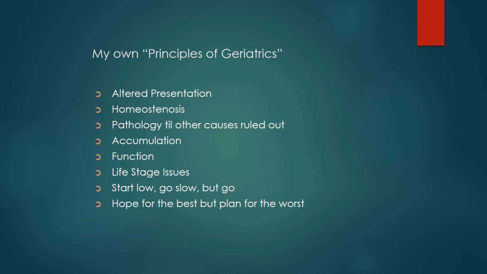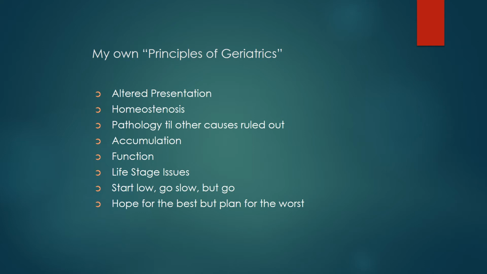We'll talk about the fact that not all elderly get exactly the same symptoms as younger folks. We'll talk a little bit about homeostenosis, which is just a narrowing of the reserve as one ages, usually related to quote-unquote normal aging changes, but resulting in a decreased ability to adapt to illness. We'll talk about the fact that we need to assume something is pathology until other causes are ruled out, and then we might want to attribute it to a normal change of aging.